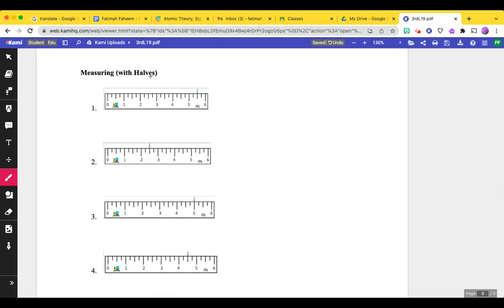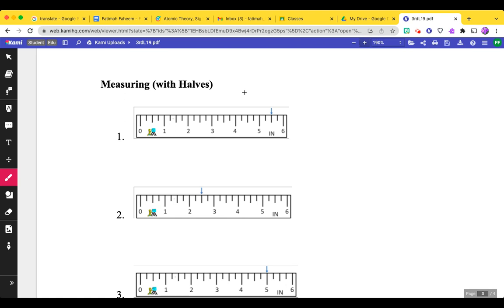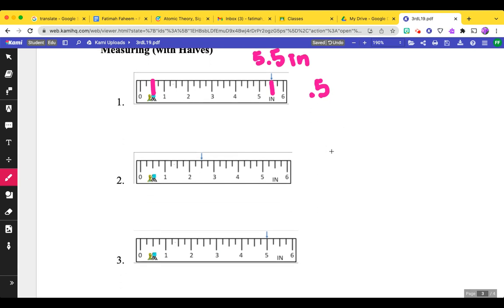Let's try measuring with halves. I think we're just writing the decimals for each of them. What inch is it? This one is 5.5 inches. It's because it's in the middle of 5 and 6, so you have to put 0.5. The point means it's under the ones place, because it's between. And if it's right here, it's under 1 but over 0, so you have to put 0.5. Do you get it? I hope you got this.